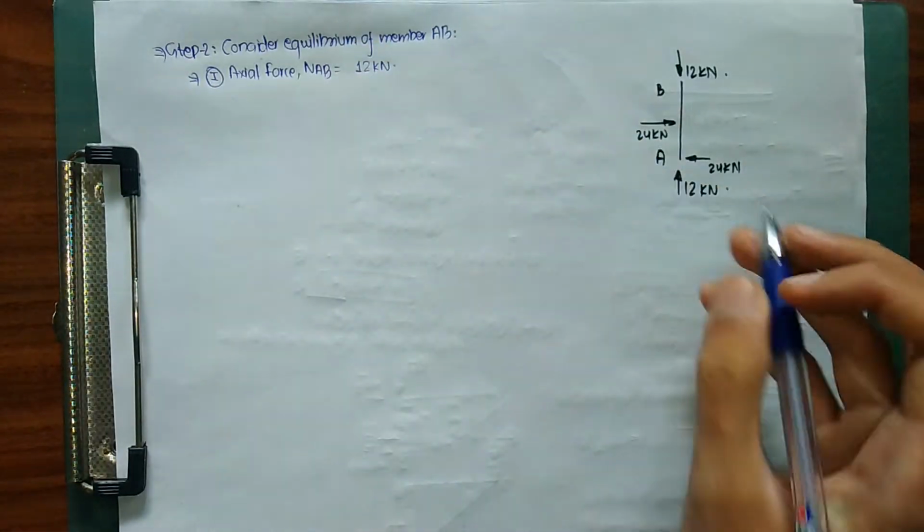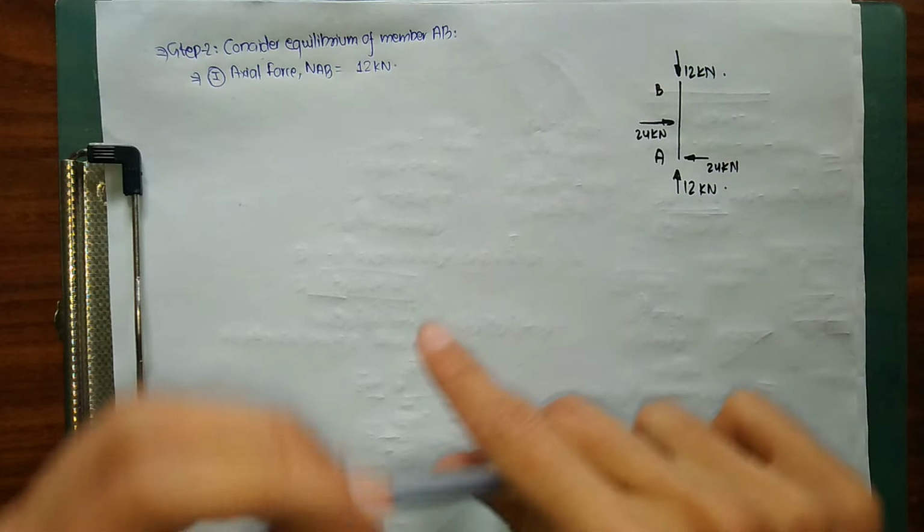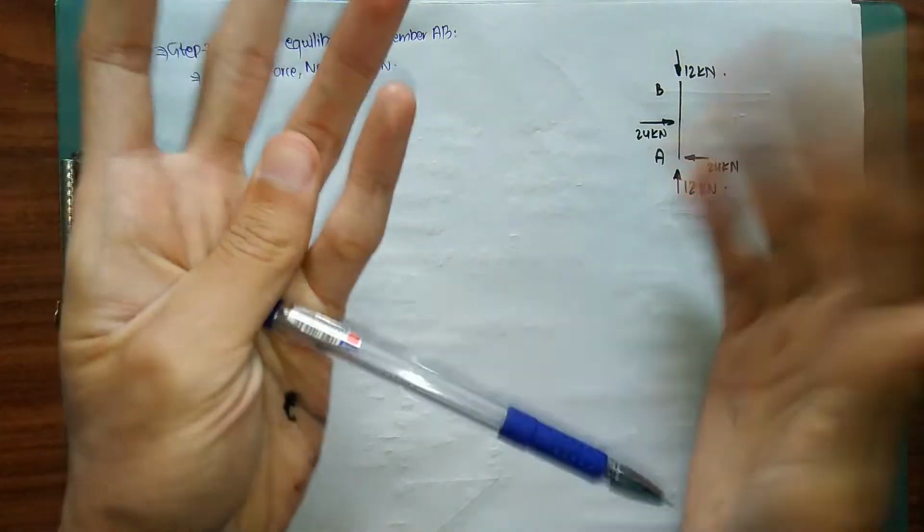Now as you can see here, this 12 kN is compressive in nature. If this is our member AB, the 12 kN forces at both ends are pushing our beam inward.